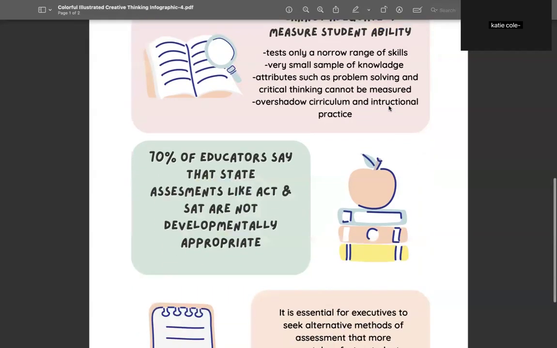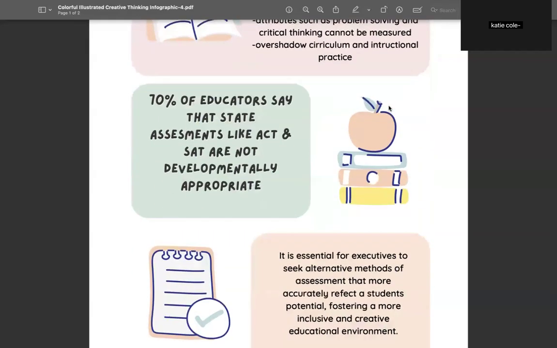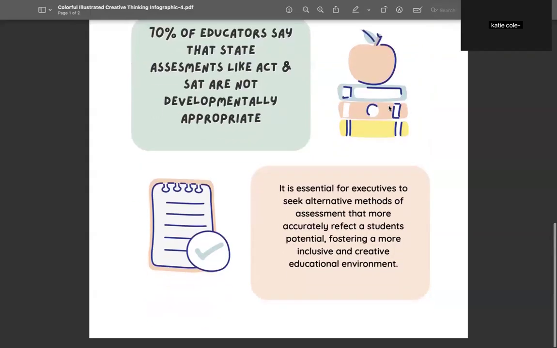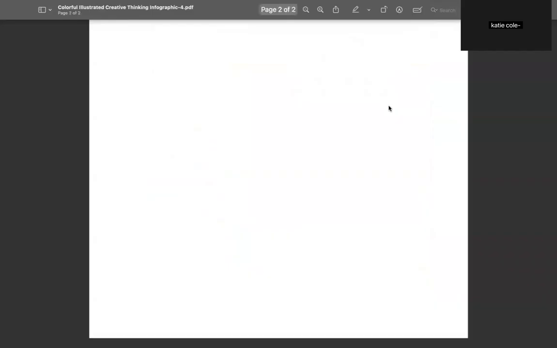A study in 2015 stated that 70% of educators say that state assessments like ACT and SAT are not developmentally appropriate. So, it is essential for executives to seek alternative methods of assessment that more accurately reflect a student's potential, so we can foster a more inclusive and creative educational environment.